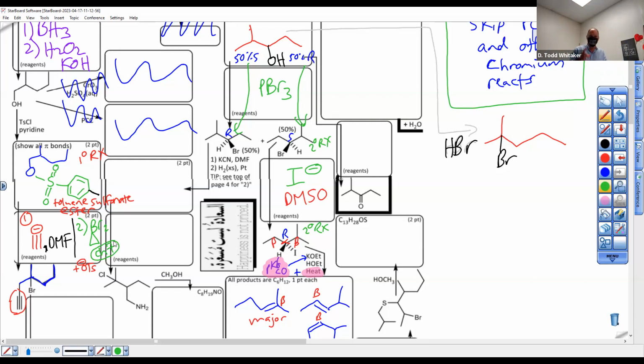And a really astute student, if they wrote a comment and said, well, if you made this product, it would be minor, oh, that student would make me very happy, because this carbon here is secondary. And it looks a lot like allylic, right? It's one away from an alkyne, which is like being one away from an alkene, and it can resonate. So the bromine there would be major.